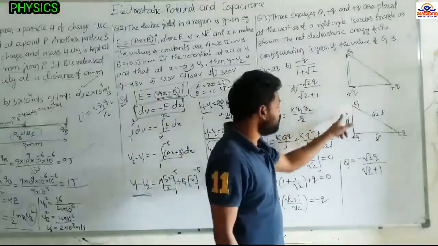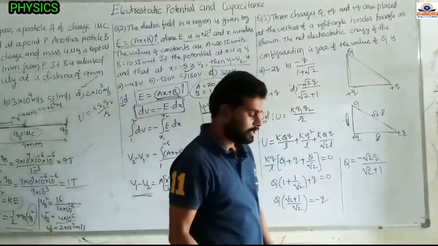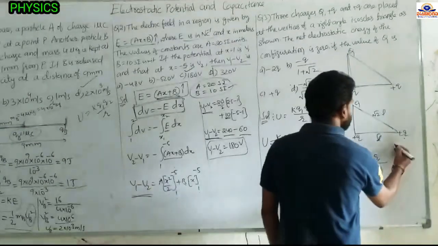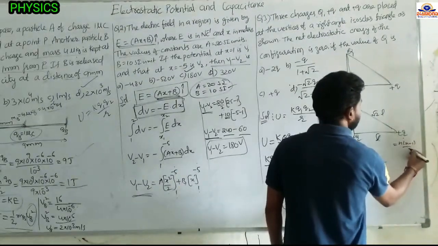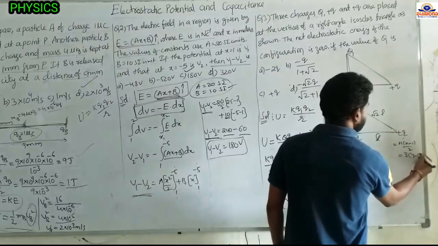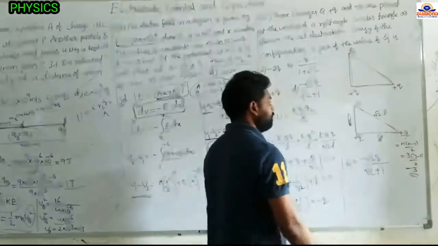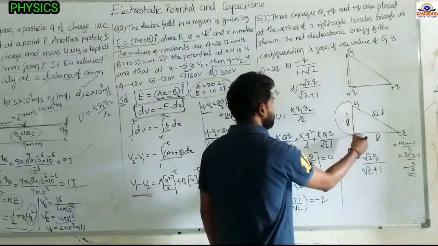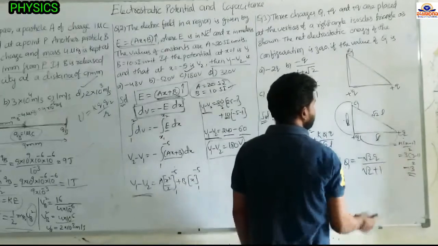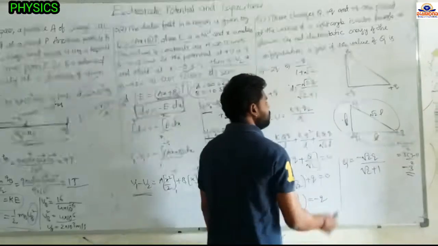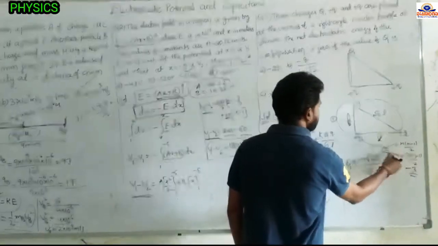So here how many charges are there? 3 charges are there. How many pairs will be formed? n into n minus 1 by 2, so 3 into 3 minus 1 by 2. 3 minus 1 is 2, 2 will be cancelled, so 3 pairs will be formed. That means we have to find the potential energy between each of these pairs: first, second, third.